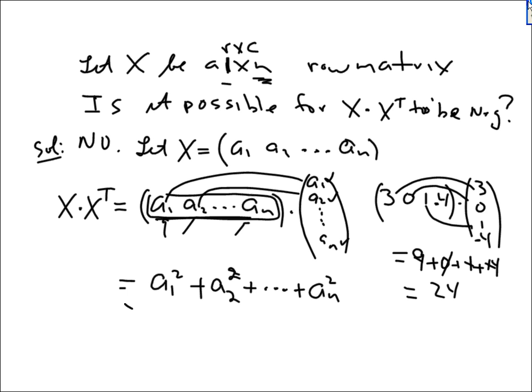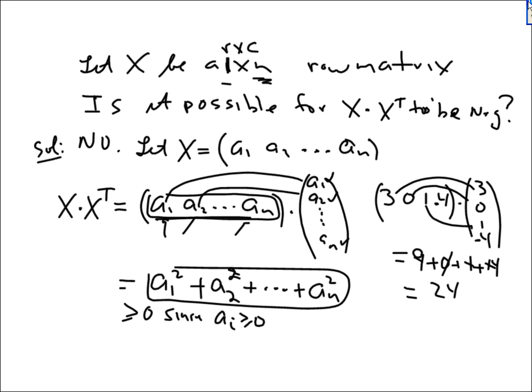This here is greater than or equal to 0 since each ai is greater than or equal to 0, and this is for all i equal 1, 2, up to n. So it's always nonnegative.